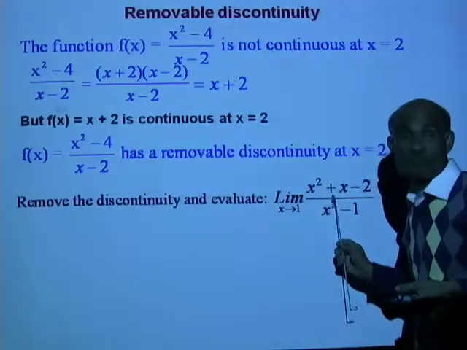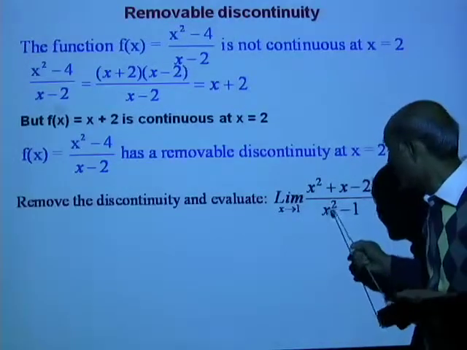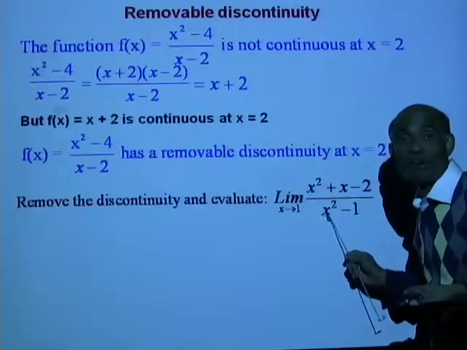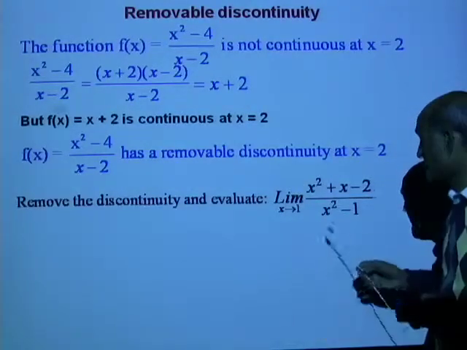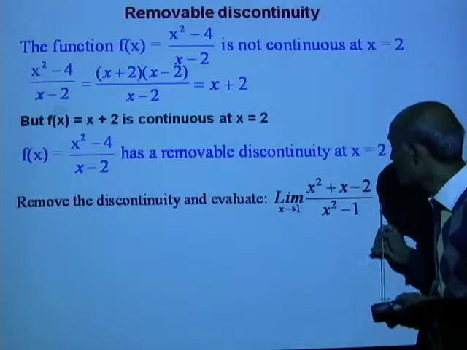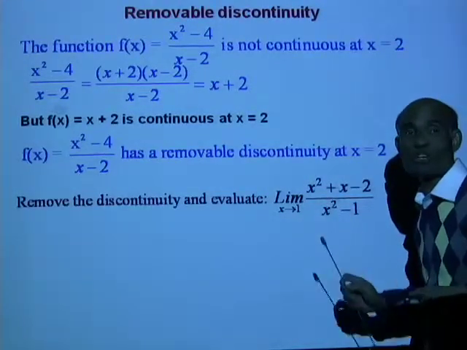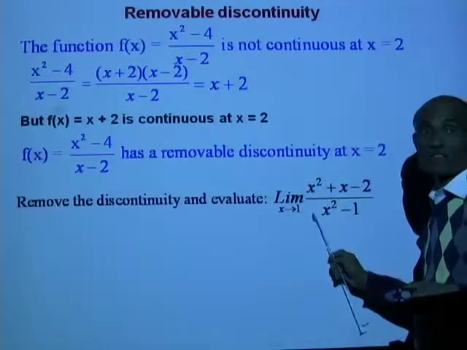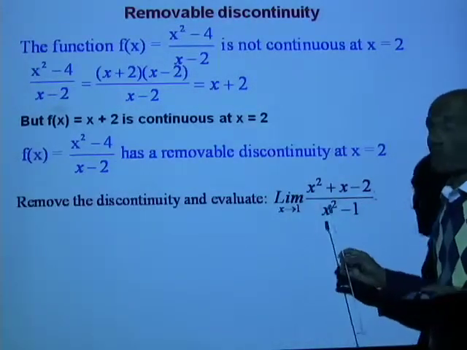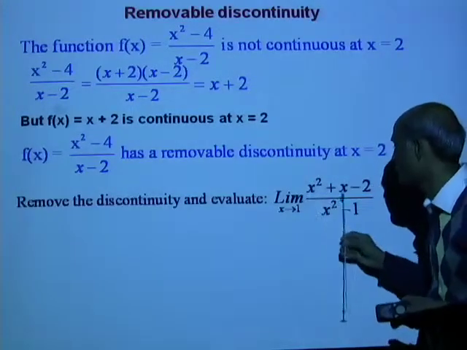So, this has a discontinuity. At what point? At x equal to 1, because at x equal to 1, the denominator becomes 0. But we can actually remove that discontinuity by an algebraic process. What is that algebraic process? We can factor the numerator, factor the denominator. Alright, can you do that in your mind? How do you factor this?